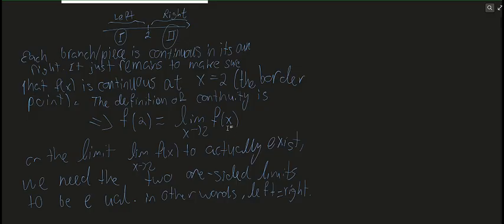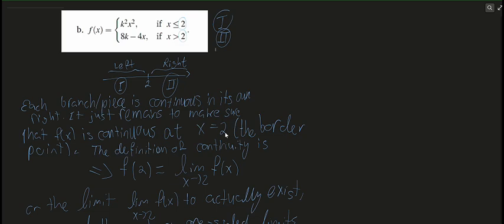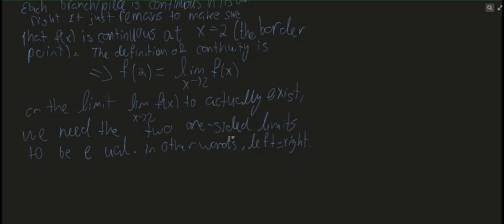Good. Now, what we have to do is to make sure that the function is continuous at 2. Why? Because each branch is continuous in its own right. The only point we have to worry about now is the point x equals 2. That's the point where it needs to be continuous.